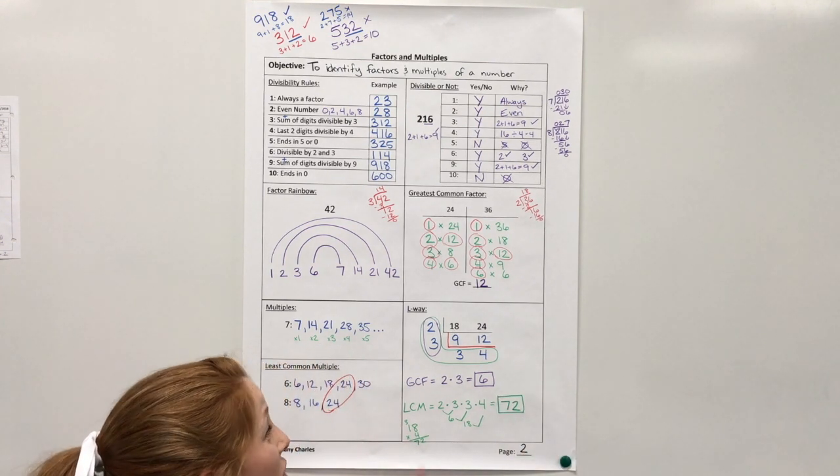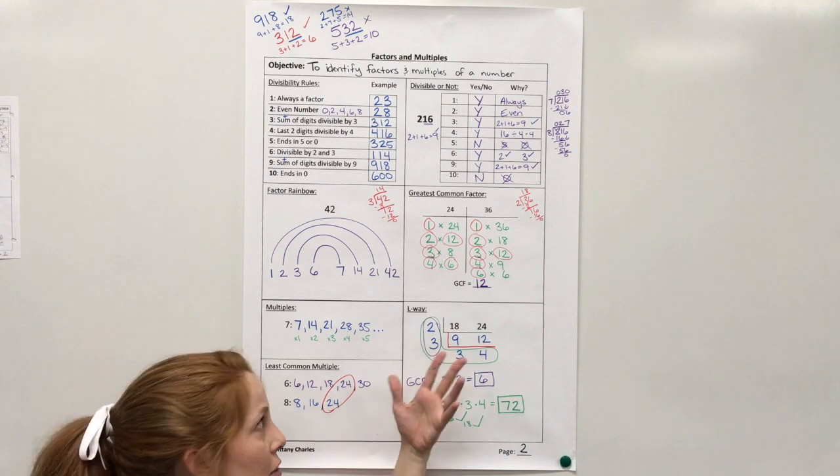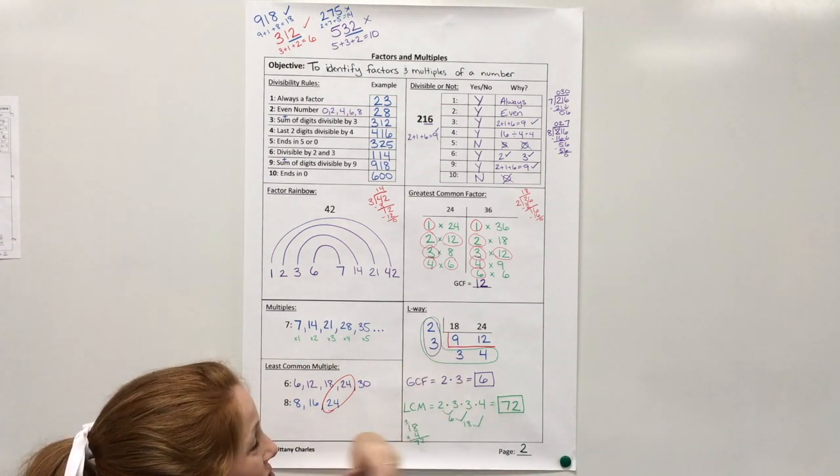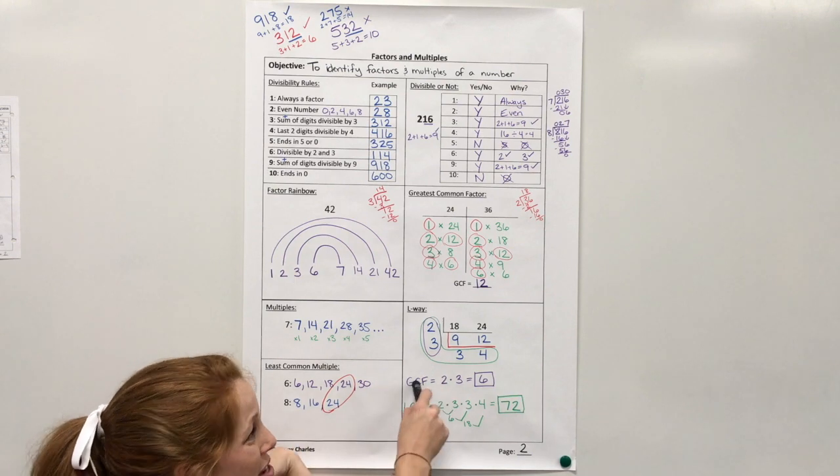And that might be a little easier than having to find all the factors of a number and list out a ton of multiples. You can just use this L way, and then you find both of these in one step.